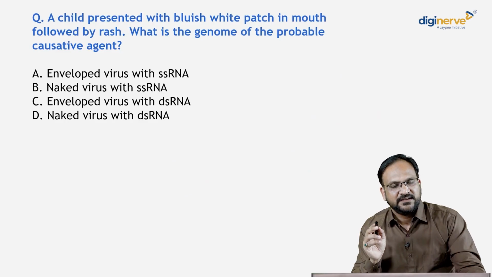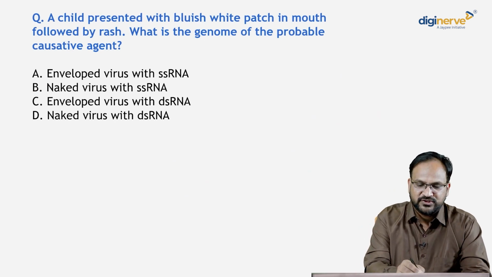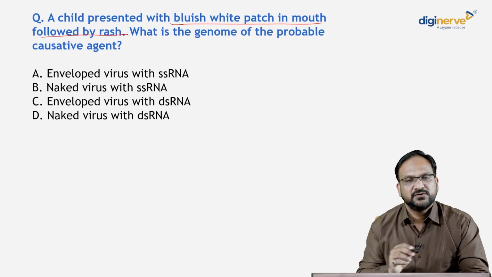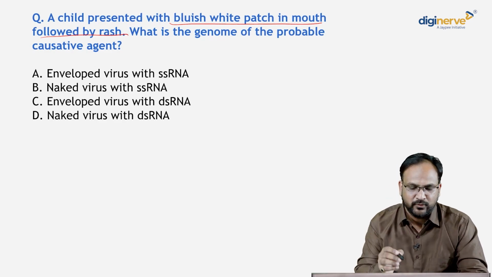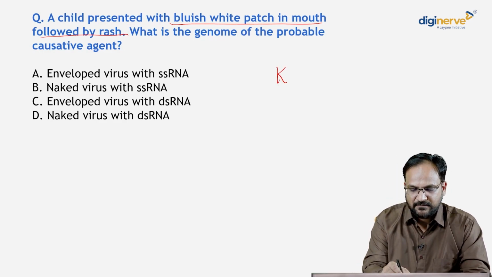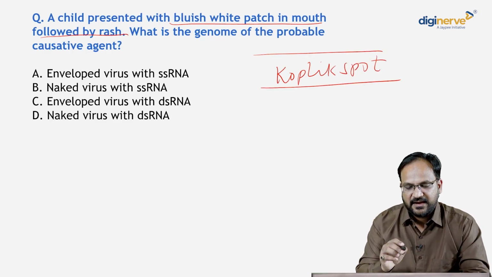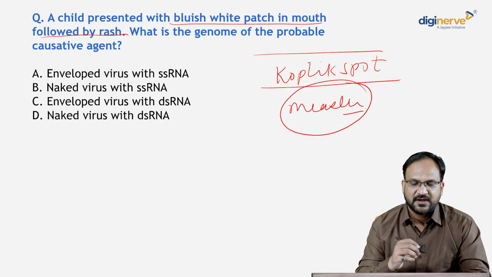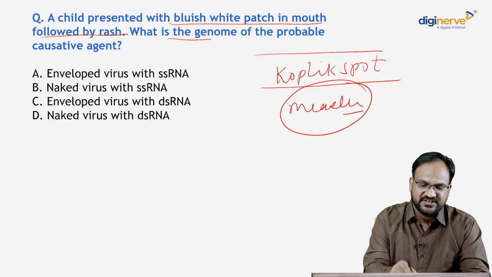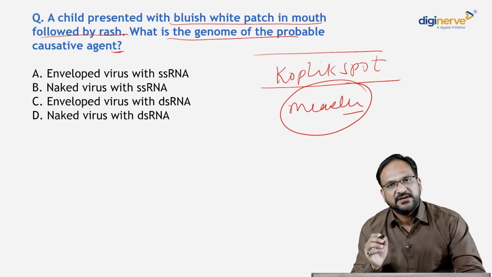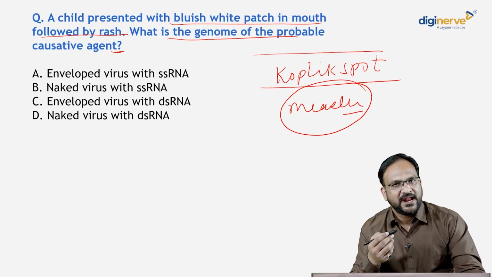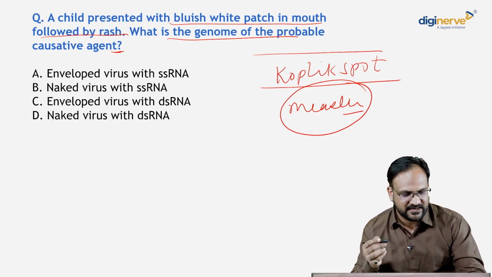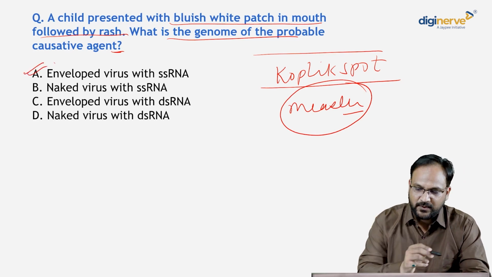Then next is, a child presented with a bluish white patch in the mouth followed by rash. Bluish white patch in the mouth followed by rash. So which disease are they talking about? Bluish white patch in the mouth is Koplik spot. Koplik spot is seen in measles only. So they are talking about measles. They are asking about the genome of the probable causative agent. Here I told you that measles is an enveloped virus, which is a single stranded RNA virus. So our answer will be A only.